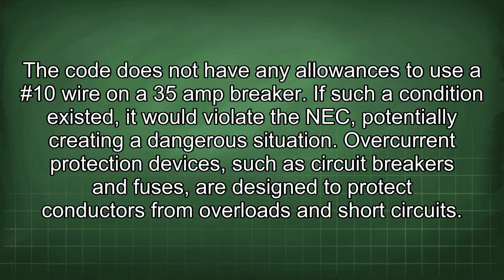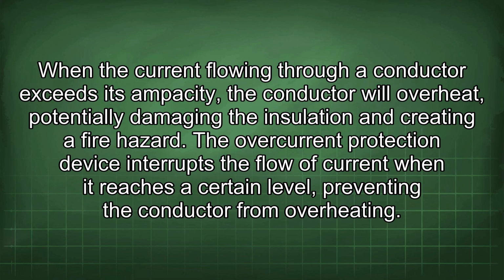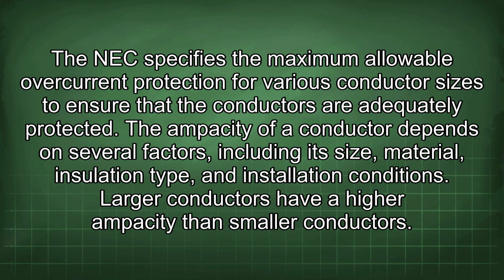Overcurrent protection devices, such as circuit breakers and fuses, are designed to protect conductors from overloads and short circuits. When the current flowing through a conductor exceeds its ampacity, the conductor will overheat, potentially damaging the insulation and creating a fire hazard. The overcurrent protection device interrupts the flow of current when it reaches a certain level, preventing the conductor from overheating. The NEC specifies the maximum allowable overcurrent protection for various conductor sizes to ensure that the conductors are adequately protected.